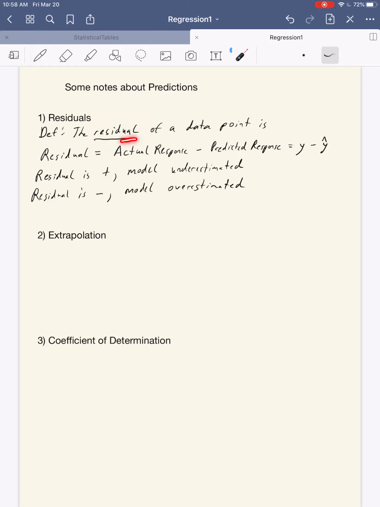Okay, so whenever you hear this term residual thrown around, all that basically is doing is measuring how different what actually happened is versus what was predicted. Now, because this is a subtraction, do keep in mind that the order here is very important. We always start with the actual and then subtract the predicted.